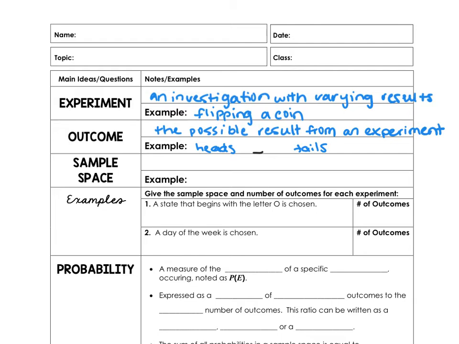We've got an investigation, or an outcome is what could happen. Okay, a sample space is the set of all possible outcomes. So in this case, we would do fancy brackets, heads, comma, tails, fancy brackets. So that would be our sample space. All the things that could happen, right? You can't get anything different than heads or tails. Okay, so let's try some examples.